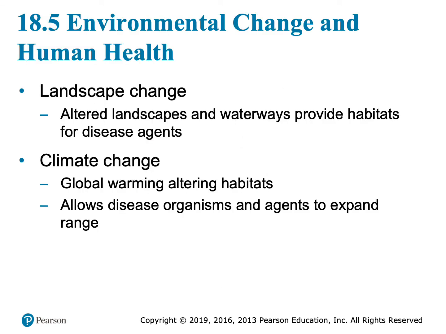Landscape change and climate change can also affect human health, because when you alter the habitats of many of these animals that are disease vectors or share diseases with humans, then they increase the frequency of some of these diseases when they're more in contact with humans. If global warming is affecting these habitats, then that could allow disease organisms and agents to expand their range. So this is your last couple of notes: altered landscapes and global warming.